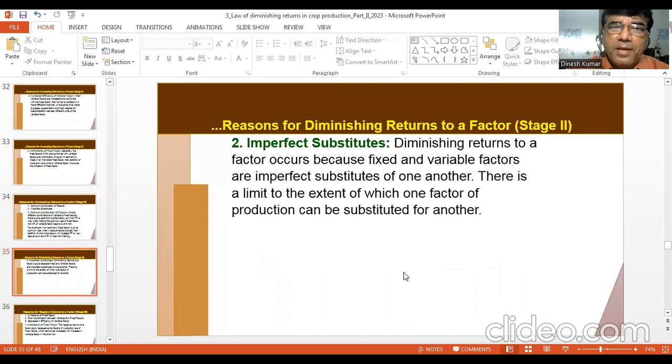Imperfect substitutes. Diminishing returns to a factor occur because fixed and variable factors are imperfect substitutes of one another. There is a limit to the extent to which one factor of production can be substituted for another. So suppose the land is limited, a fixed factor is limited. Then you cannot compensate to increase the productivity of this land by increasing the number of laborers. That is the meaning of imperfect substitute. So they are imperfect substitutes.